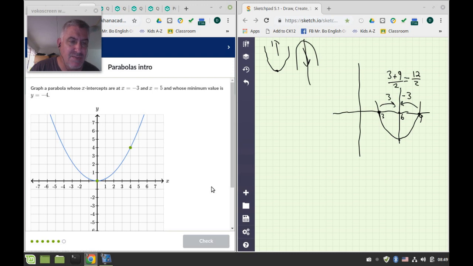Okay, last one, I think. Graph a parabola whose x-intercepts are x equals -3 and x equals 5, and whose minimum value is y equals -4. So minimum value tells us the minimum. All right, so that minimum here is our vertex. So we know that happens at y equals negative 4, but we don't know where.